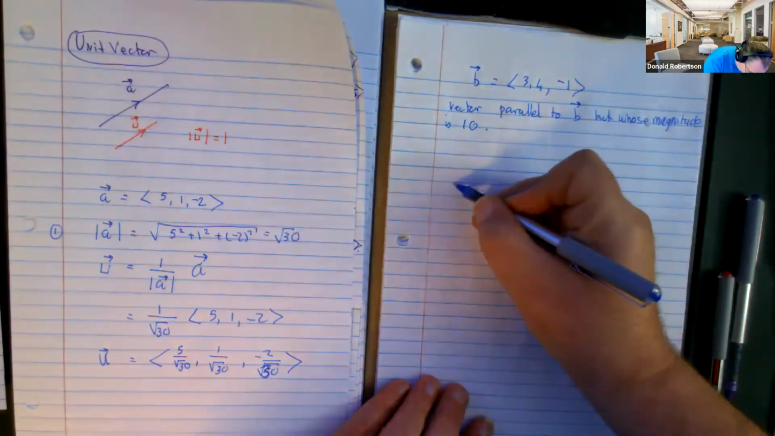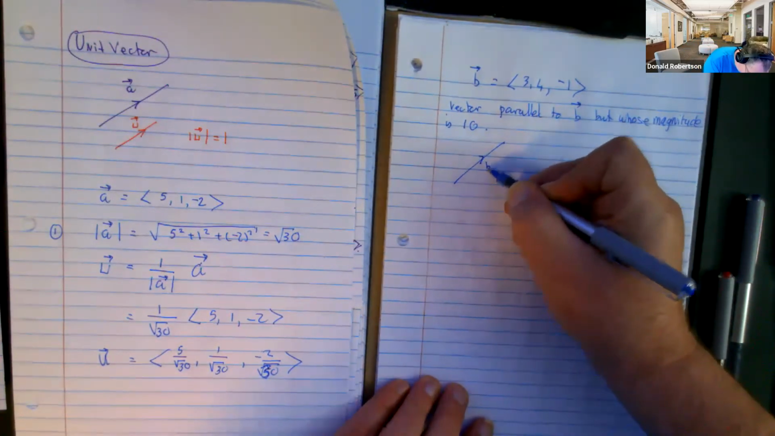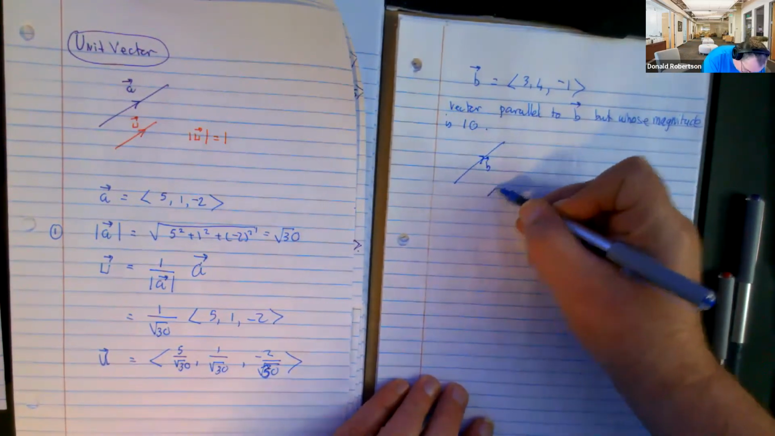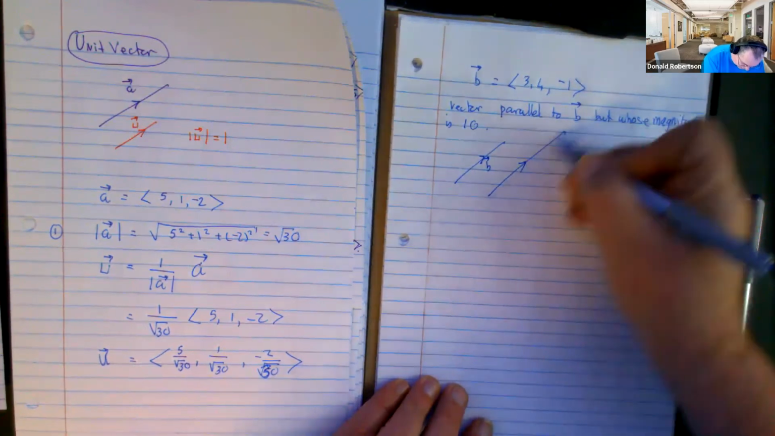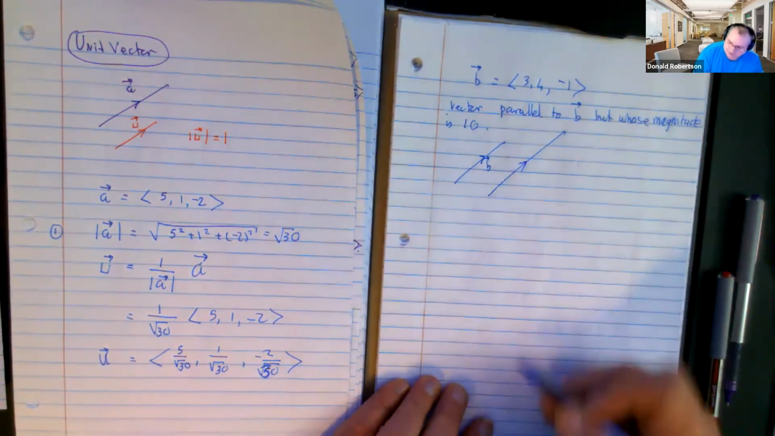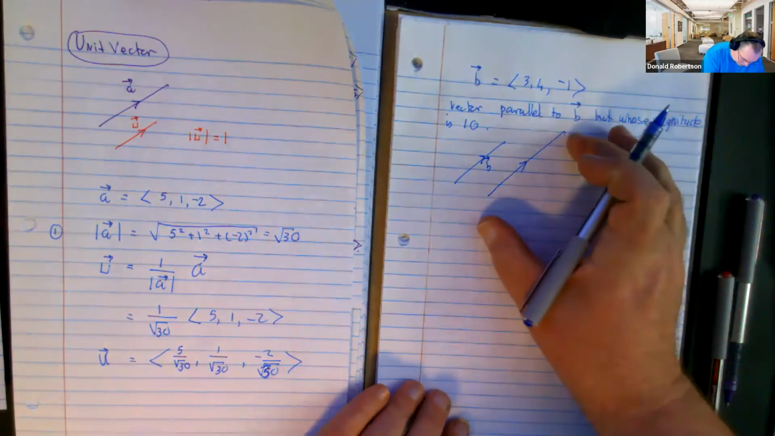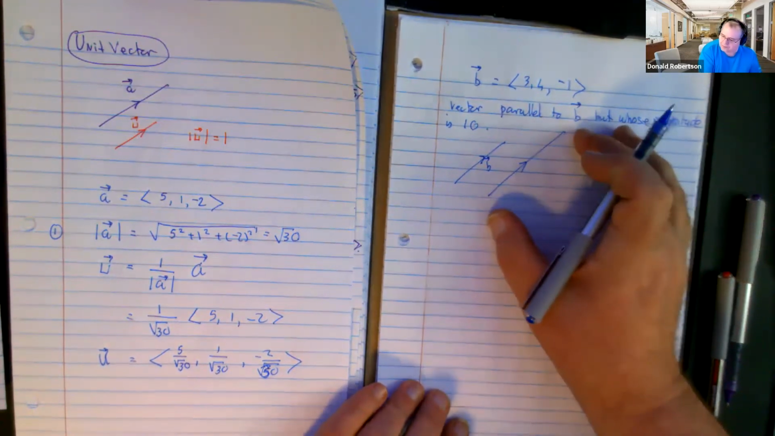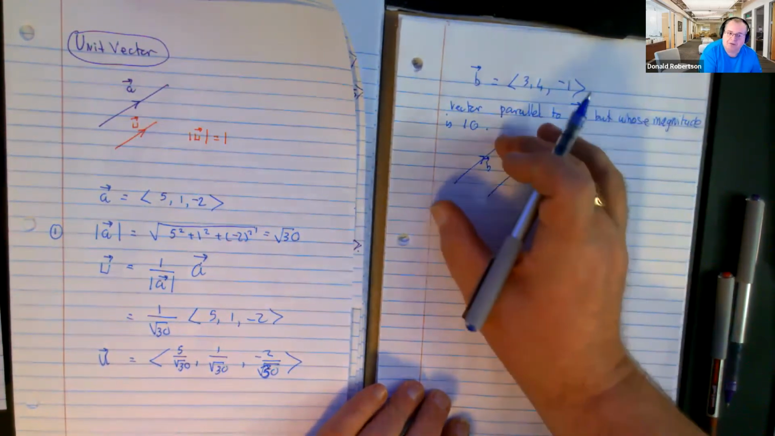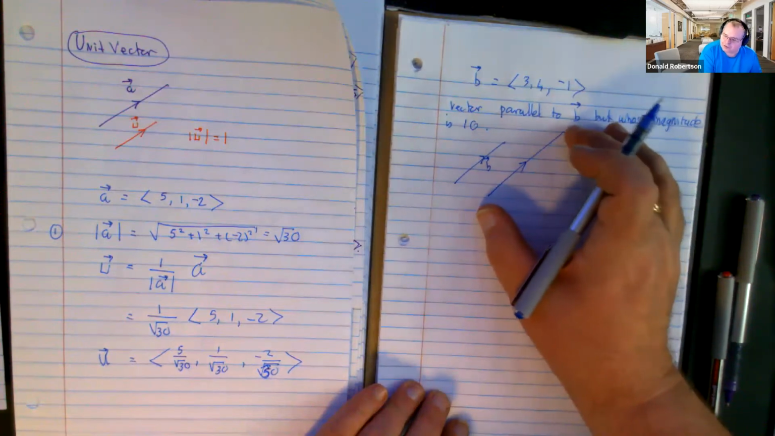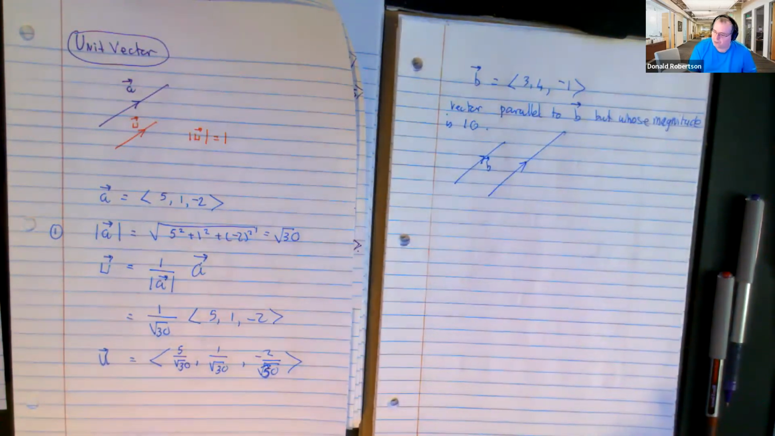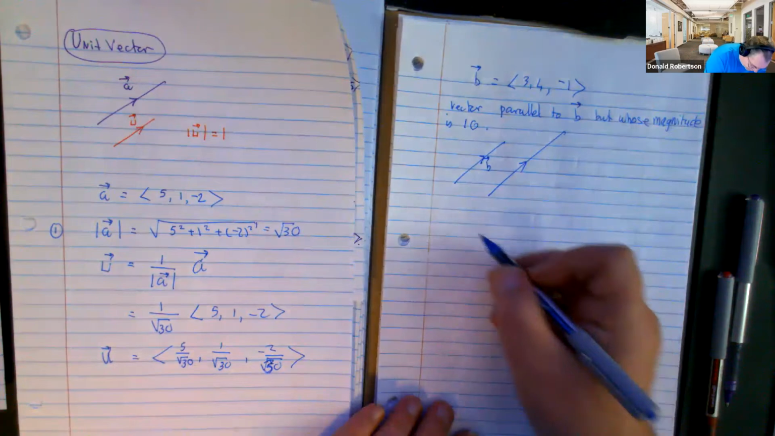Can you imagine this is vector B, and it doesn't need to be a unit vector, but I want this vector here to be parallel to this guy, but I want this to be 10 units long, right? Magnitude of 10. Maybe this is 4, but I want somebody who's 10. That's the puzzle. So this is how you solve it.